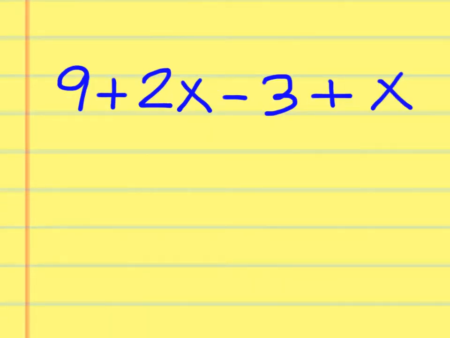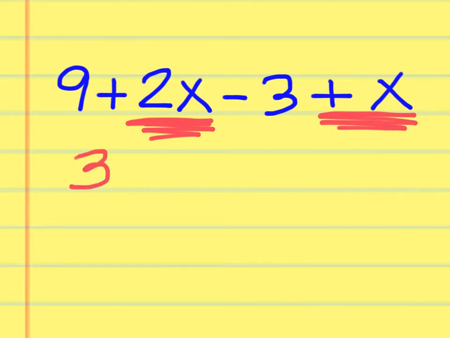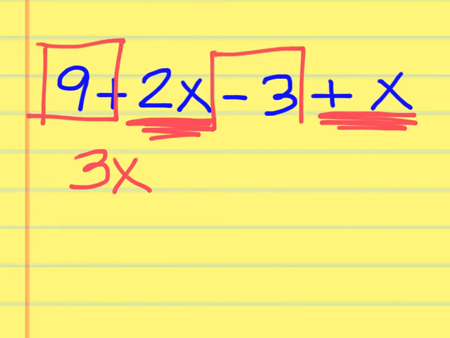In this case, we have no parentheses, we just need to simplify. Always start simplifying the variables with the highest power, and in this case, we just have the one variable, and it's to the first power. Just x and x. So simplify these two. 2x plus x. What is 2x plus x? 3x. And then we go to 9 minus 3. What is that? 6. So our answer is 3x plus 6.